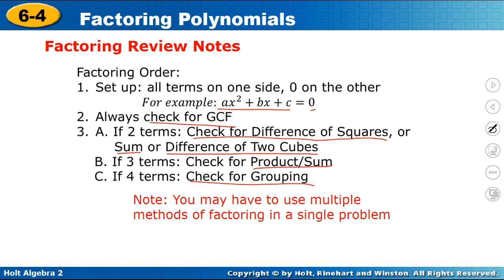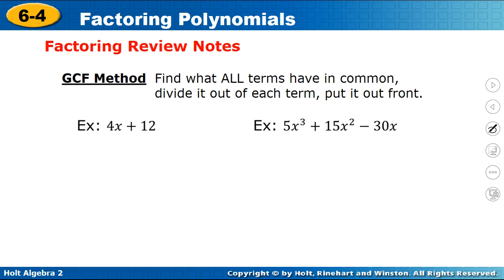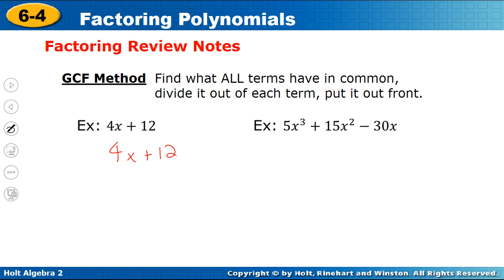Now, an important note is that you may have more than one factoring method to do in a single problem. Maybe 3 times you have to factor in a single problem. Maybe at the end of this video I'll do one with you like that. But for the examples of each type, I'm just going to have a simple one-step process. So for the GCF method, find what all terms have in common, divide it out of each term, and put that in the front. So for our first example, 4x plus 12.